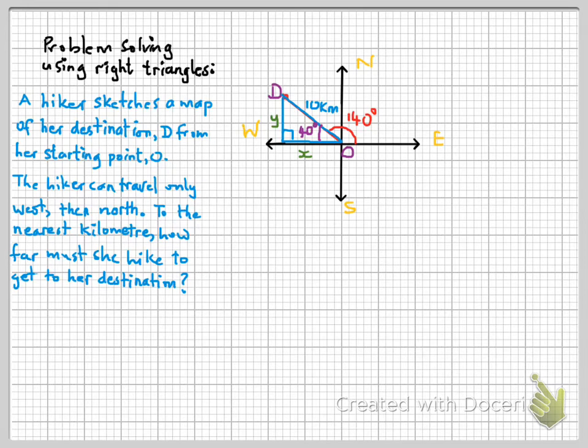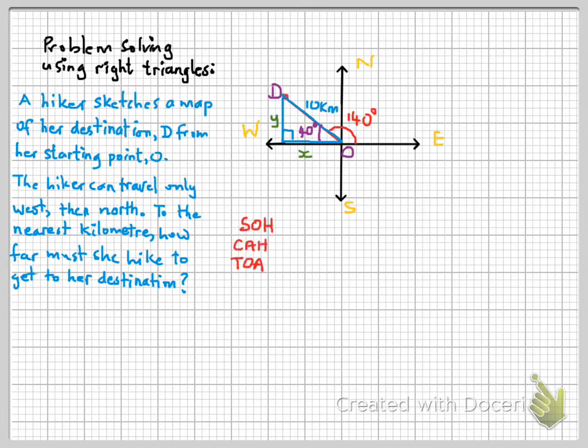Those two sides, y and x, are unknown. And since the question is asking us the distance she must hike to get to her destination, we need to find x and y. Moreover, to complete the picture, you can see that in the right triangle, from elementary geometry, you know that the sum of the angles in a straight line is 180 degrees. And since you know 140 degrees is one side of it, you know right away that 180 degrees minus 140 degrees will give you 40 degrees to complete the picture in that right triangle.